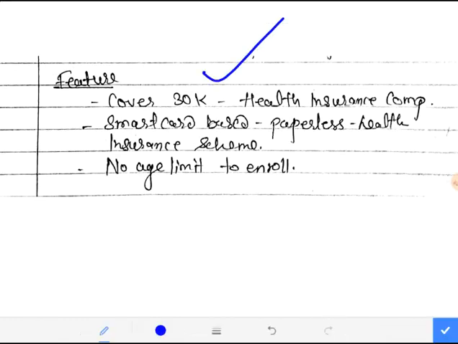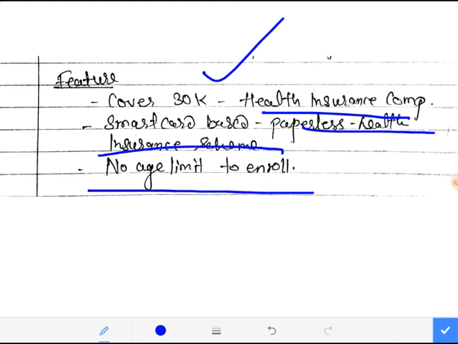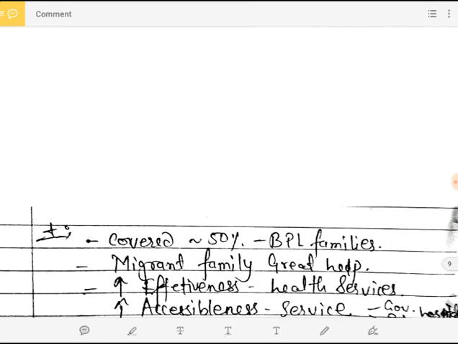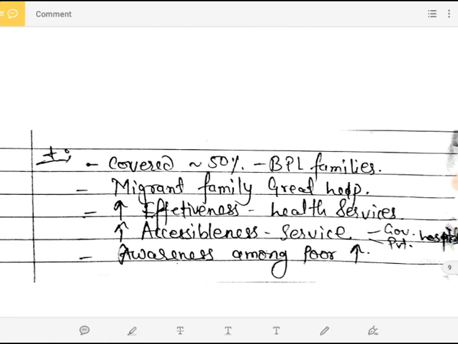It covers 30,000 rupees, of course, as a health insurance, which is being given to the BPL families or the people associated with informal sectors through the health insurance companies, right? Next, it is a smart card, paperless health insurance scheme, and this has no age limit to enroll, right? Anyone can enroll. The condition being you just have to be a BPL or a person associated with the informal sector.